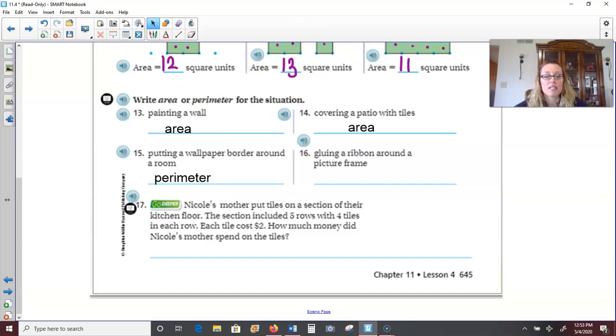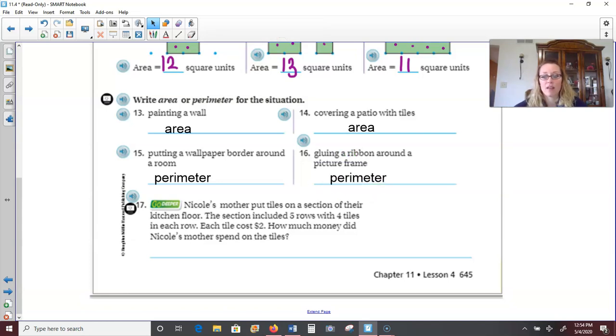All right, and number 16, gluing a ribbon around a picture frame. So let's say Miss Brooklyn created a lovely picture and she wants to put some ribbon around it to make a picture frame, being very creative and artsy. So if we are gluing ribbon around a picture frame, what would Brooklyn need to calculate? Keyword is around, so perimeter it is.